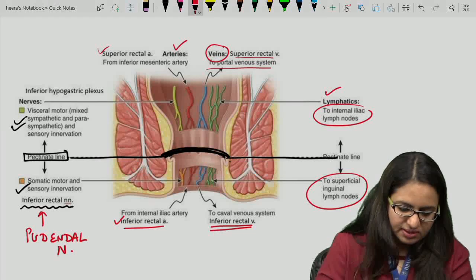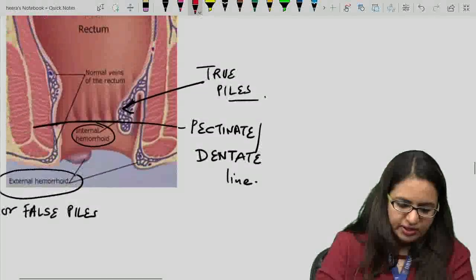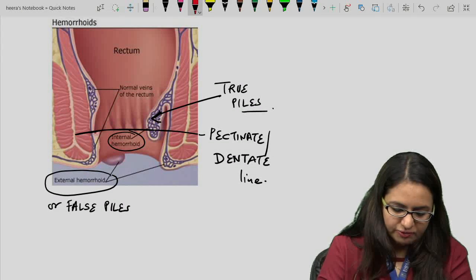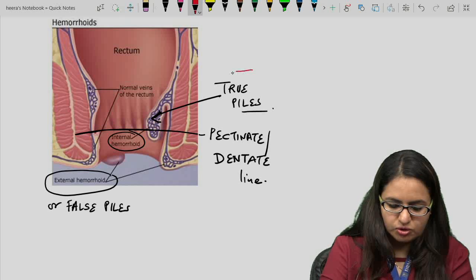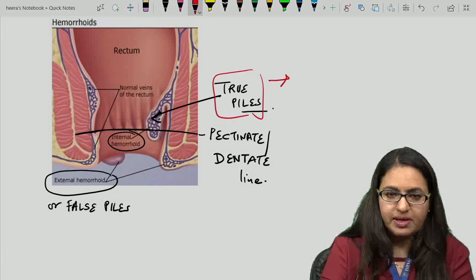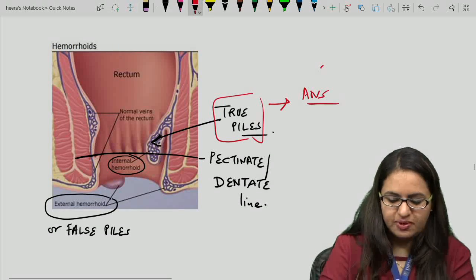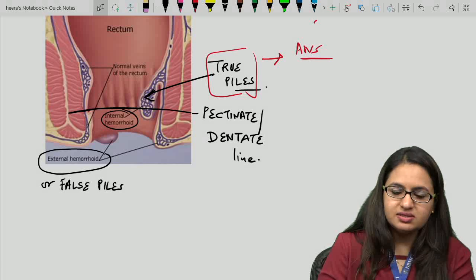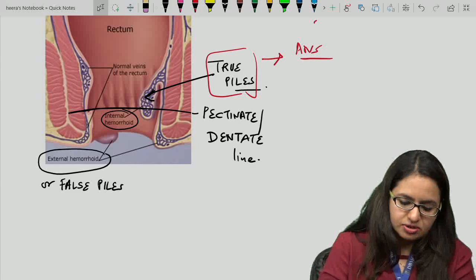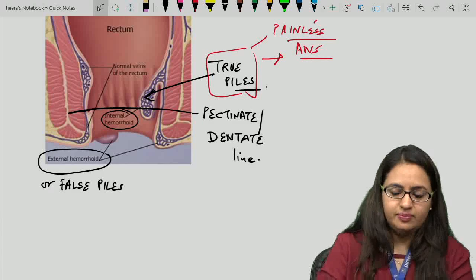So over here we can see that the nerve supply is different in the anal canal. That is why the hemorrhoids which are present above the pectinate line, that is the internal hemorrhoids or the true piles, will be supplied by the autonomic nervous system fibers, that is the parasympathetic and the sympathetic fibers, and these fibers are insensitive to pain. So due to this, the true piles or the internal hemorrhoids are painless.